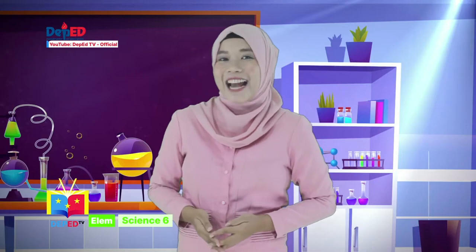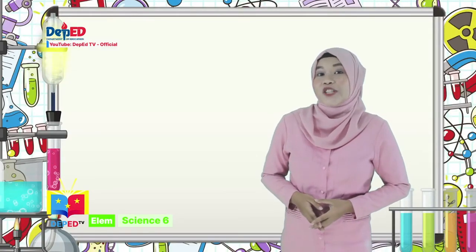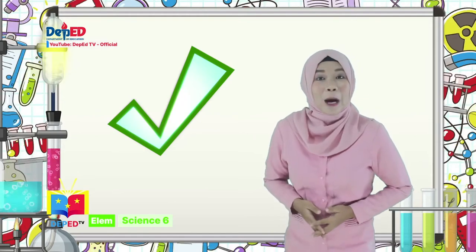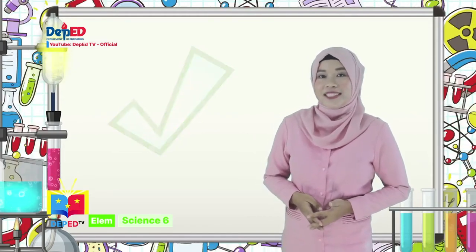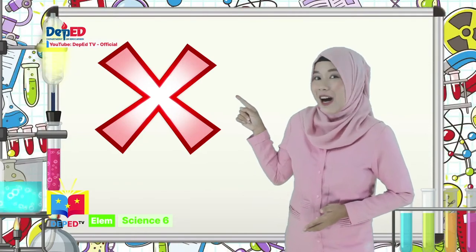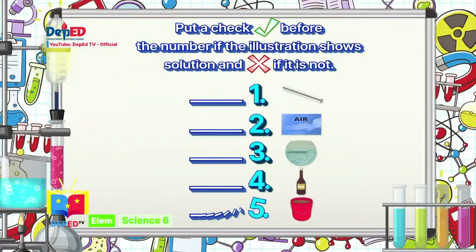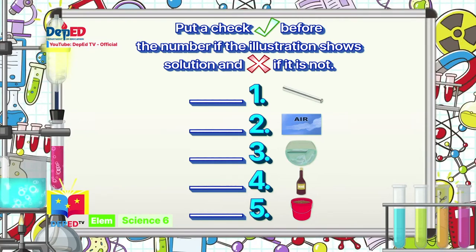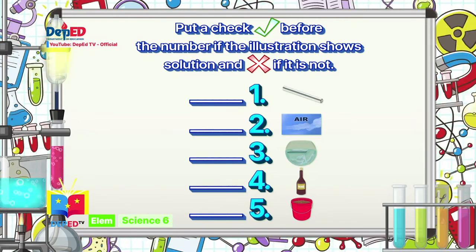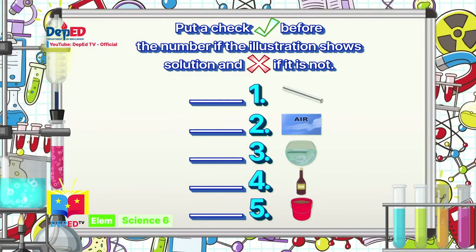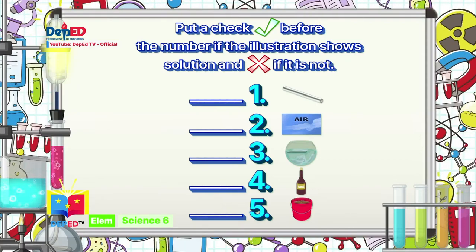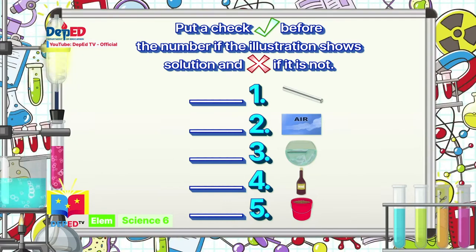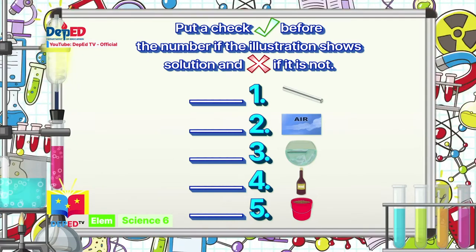Wow! You did great! Later, you will know what these words are after we review what you have learned from our topic on solution and its characteristics. As a review, put a check mark before the number if the illustration shows a solution and X if it does not. Number 1, steel rod. Number 2, air. Number 3, pieces of paper in water. Number 4, wine. Number 5, mud in a pail.